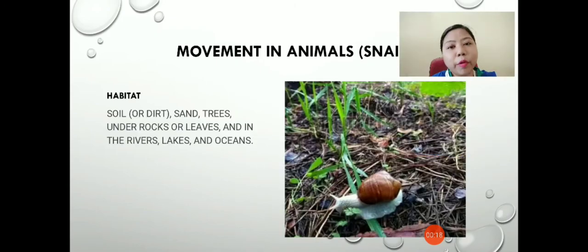So children, before moving on to understand the movement in snail, let us find out where it lives. What is the habitat of snail? So snail can live everywhere. It lives in soil, on dirt, then sand, trees, under rocks or leaves, and in the rivers, lakes and ocean. So you'll find snails almost everywhere on land and in water. So these are the habitats of snail.